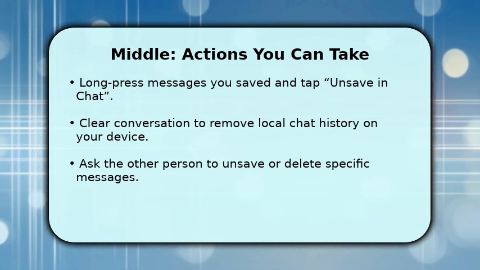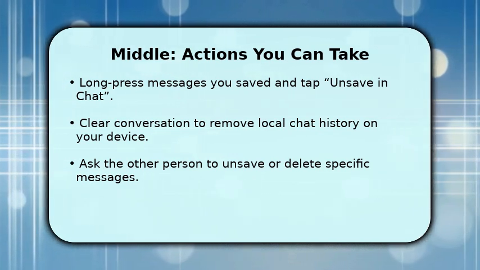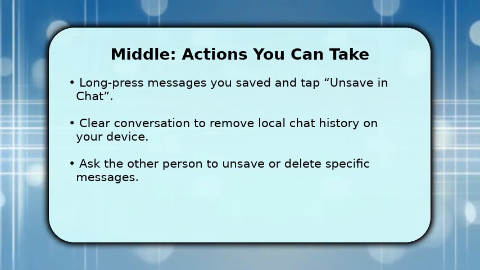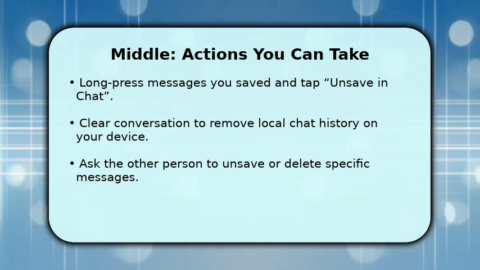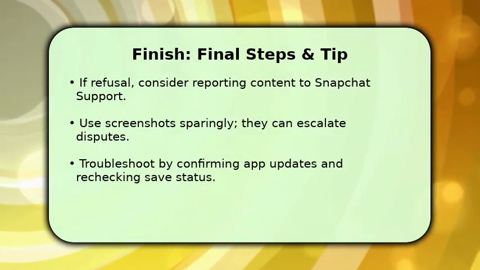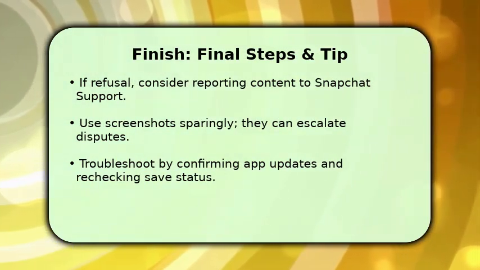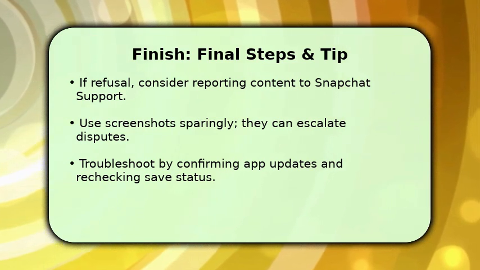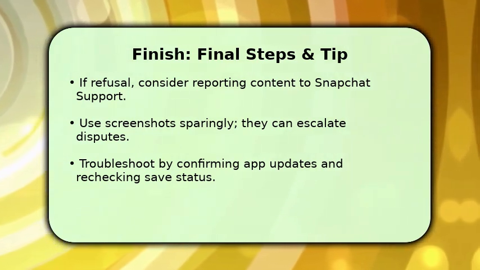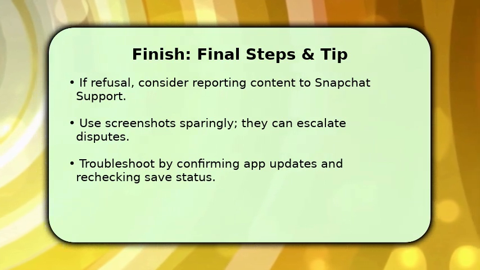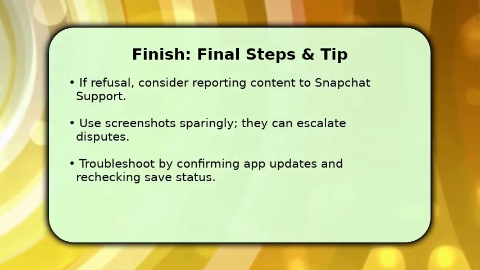Then, communicate. Politely request the other person to unsave or delete the specific messages, explaining why it matters. To finish, confirm the other person either unsaved the message or agreed to delete it. If they refuse and the content violates rules, report the message to Snapchat support with a clear explanation and timestamps.